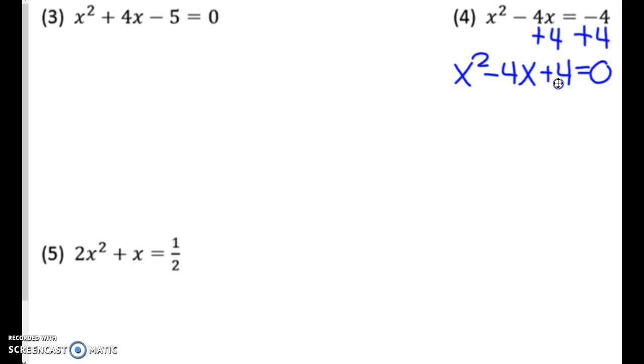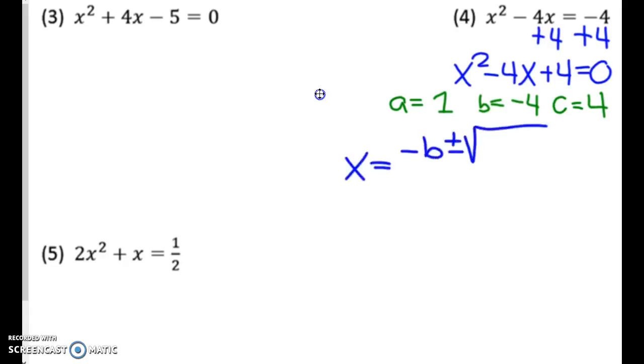So I need to identify my a, my b, and my c here. My a is in front of the x squared, and since I don't see a number, it's a 1. B is going to be the number in front of x, which is going to be negative 4, and c is just going to be my 4. This is a very important step to setting up your quadratic formula so that you won't make any mistakes when you perform your substitution. Another helpful thing that I'm going to recommend you do for all of these is to write the formula out first. So I'm going to write the formula out first.